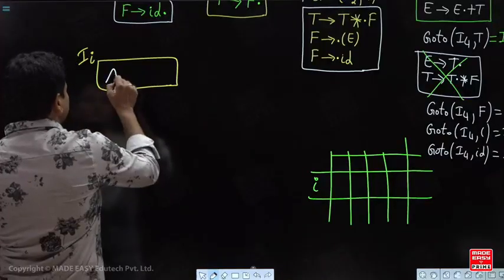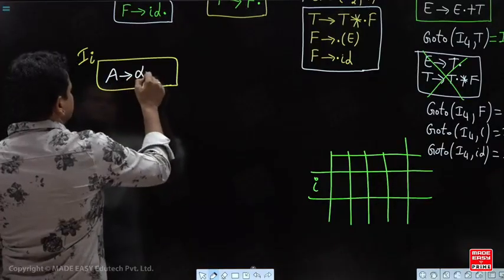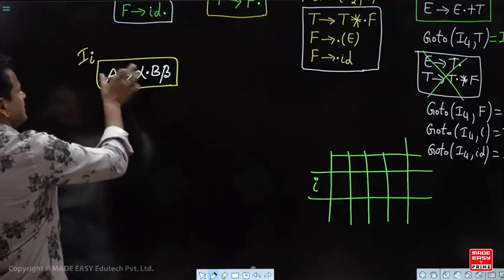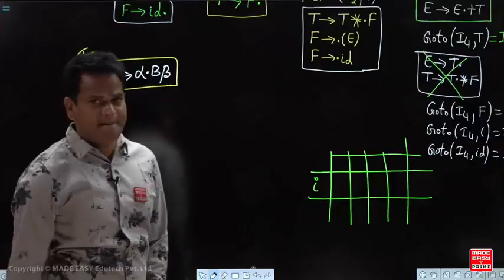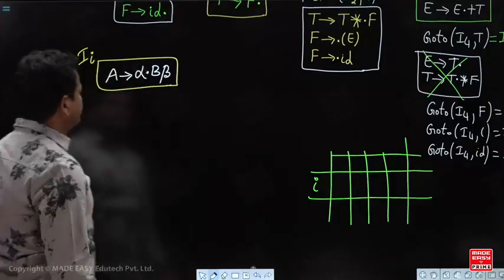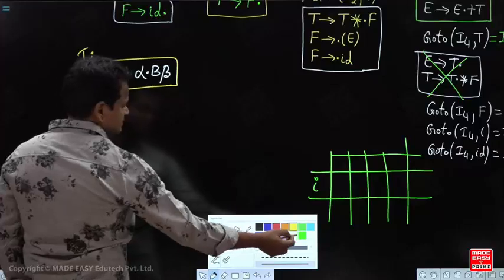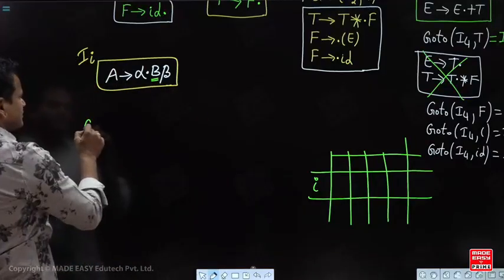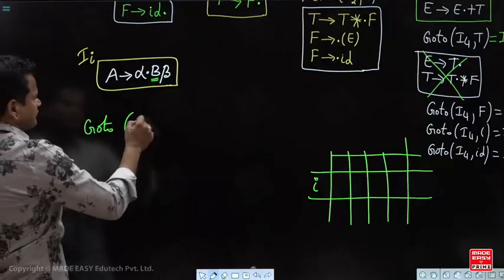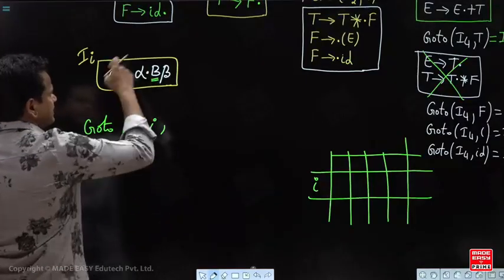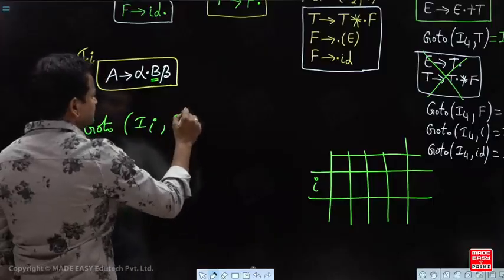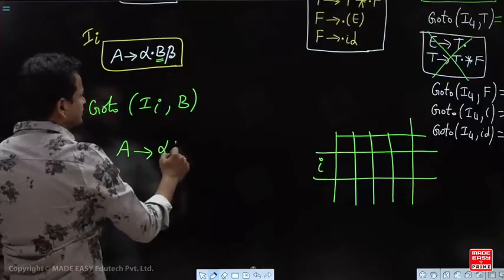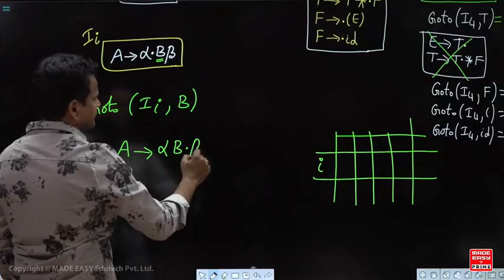Suppose there is a production like this, A derives alpha dot B beta in some state. Let the name of the state be Ii. Are you following? So here the shift symbol is a non-terminal. For every shift symbol, whether it is a non-terminal or terminal, we write the goto. How do we write the goto? The name of the state is Ii and the shift symbol is B. So we move the dot one position forward. Yes or no?